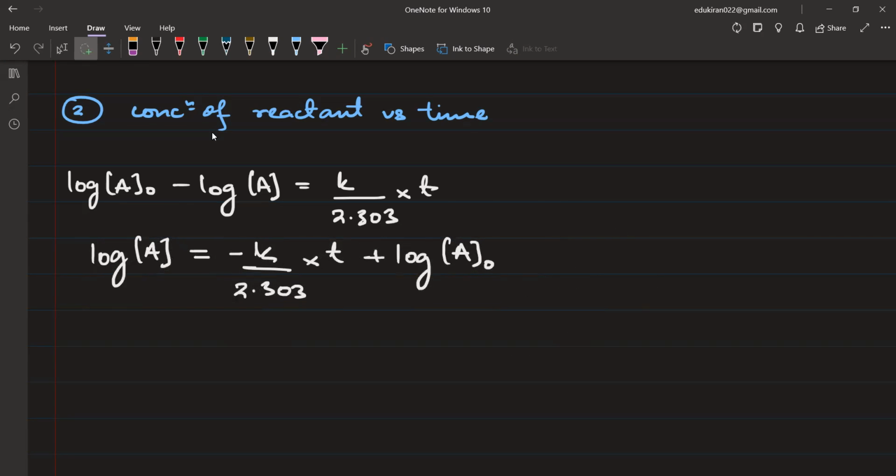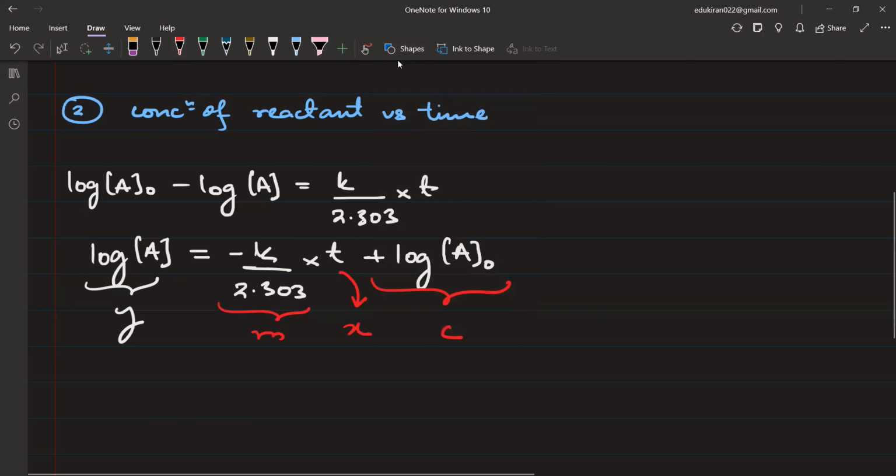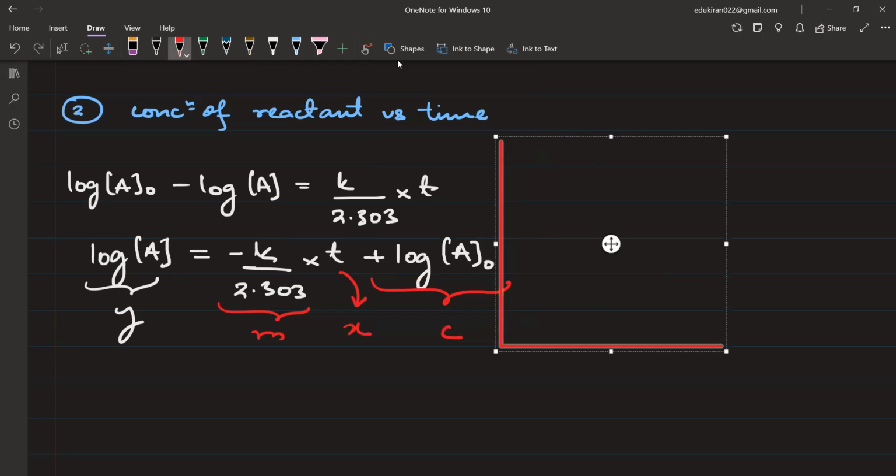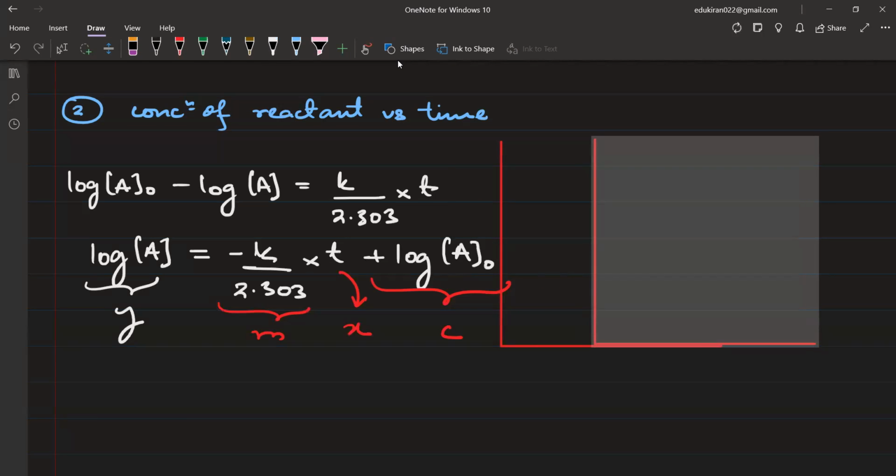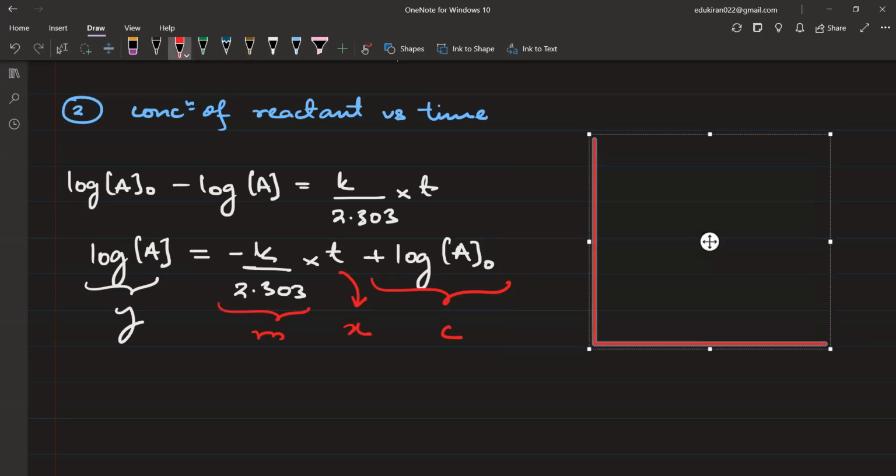Now we can just plug in the template. This complete thing is Y. This complete thing is my M with the negative sign. This t is my X and this plus log A naught is my C. So it is a Y is equal to MX plus C type of graph, the slope intercept form, right? We have a slope as well as the intercept.